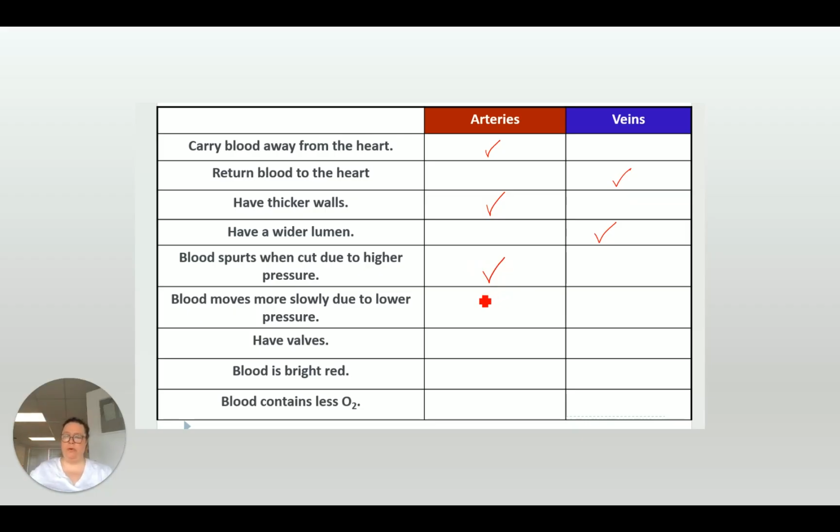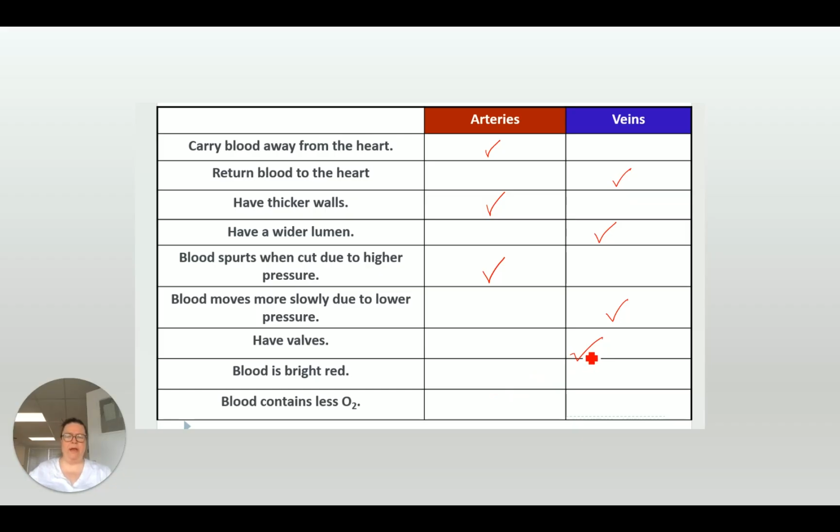And I've been told, although I've never seen it, that if you do cut an artery, it can hit the ceiling because it's under such high pressure that it gets pushed out. Blood moves more slowly due to lower pressure. You can still bleed out from a vein, especially a big one, like the ones in your legs, but it doesn't spurt. Have valves, so that'll be veins, because all the V's.